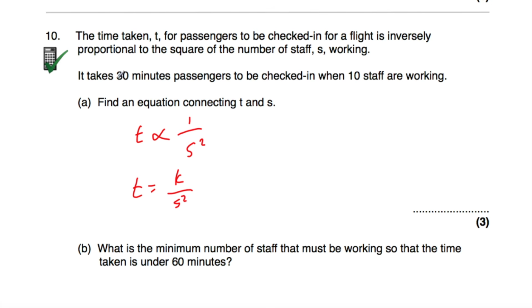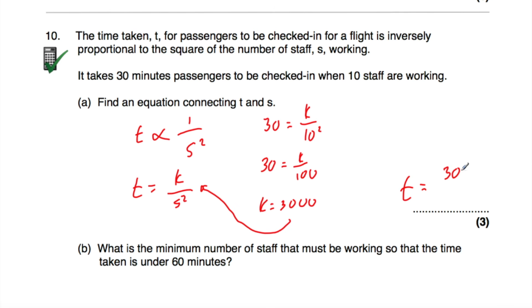So t, the time taken, which is 30 minutes, is equal to k, the constant of proportionality, divided by the number of staff working squared. So it's going to be 10 squared. 10 squared is equal to 100, so we've got 30 is equal to k divided by 100, and then if we multiply both sides by 100, we get that k is equal to 3000. So that's great. We can now substitute that back in. That'll give us our equation that t is equal to 3000 divided by s squared.